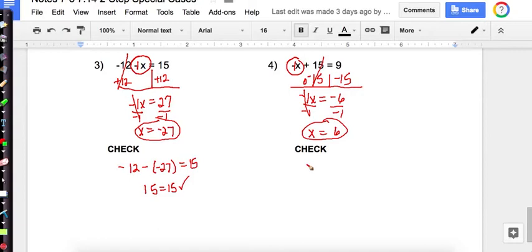So now, write down what we started with. So we started with -x, so -6 plus 15 equals 9. And what's -6 plus 15? Good, 9. So 9 equals 9. It does, in fact, check.